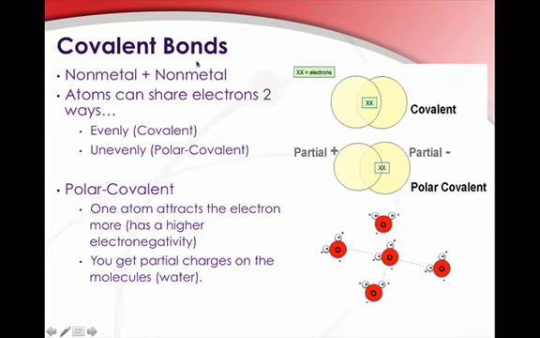Covalent bonds, on the other hand, are your nonmetal and nonmetal, so we don't have to worry about charges, and they're sharing electrons. You can share electrons evenly, which means you're covalent, or you can share them unevenly and you're polar covalent. And there's a diagram here to explain it. The picture on the top shows just a covalent compound. So it's really evenly shared. Maybe it's a hydrogen with another hydrogen.